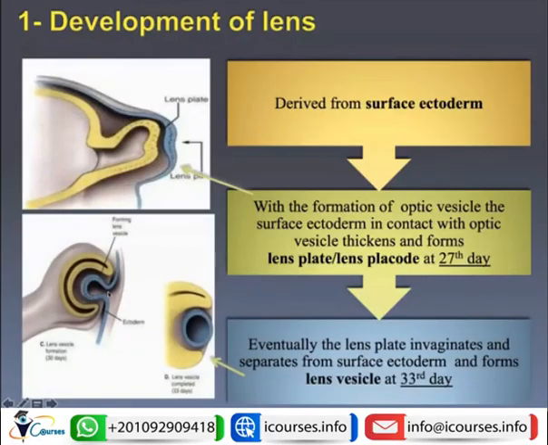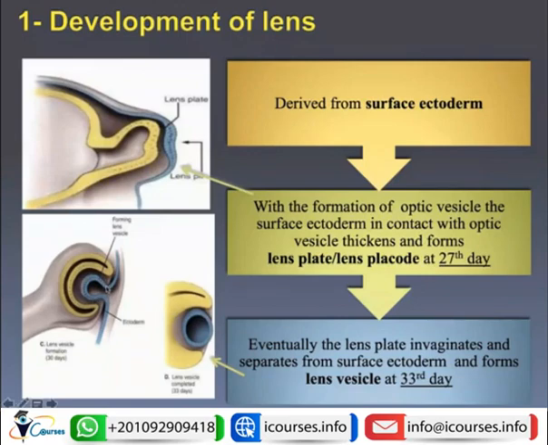This touch will lead to invagination of the optic vesicle, leading to formation of what's called the optic cup, which has an inner layer and an outer layer. Since the optic vesicle has transformed into the optic cup, this will lead to formation of a cavity inside the optic cup. This cavity will be occupied by the developing lens. So the lens placode will invaginate inside the cavity of the optic cup, leading to formation of what is called the lens vesicle.